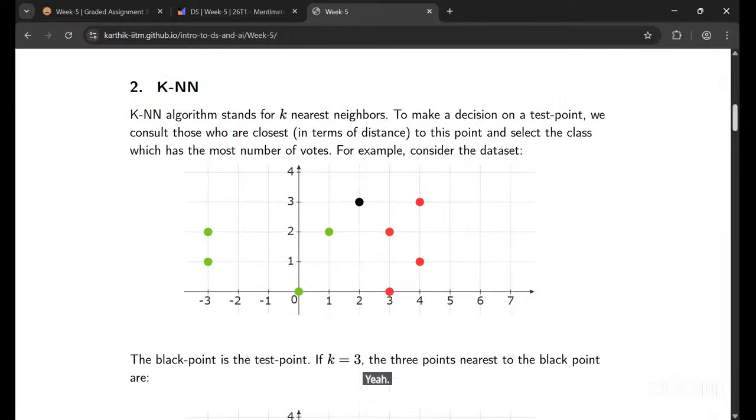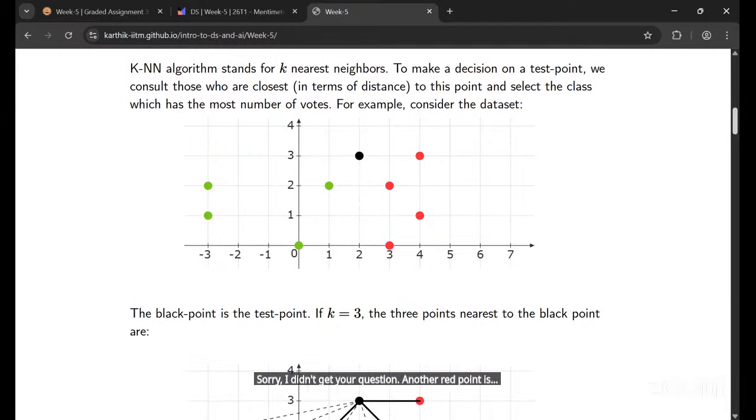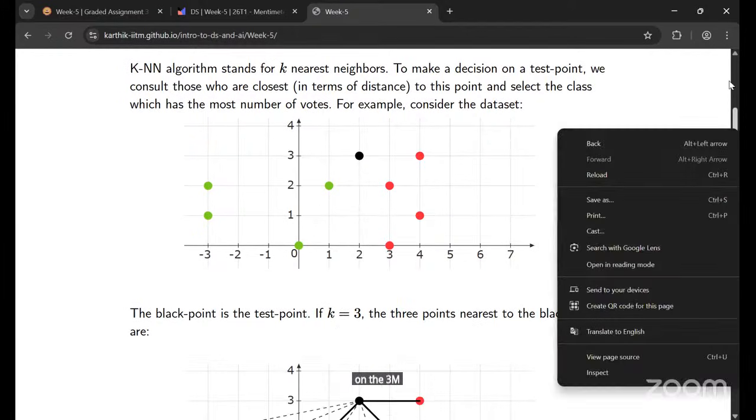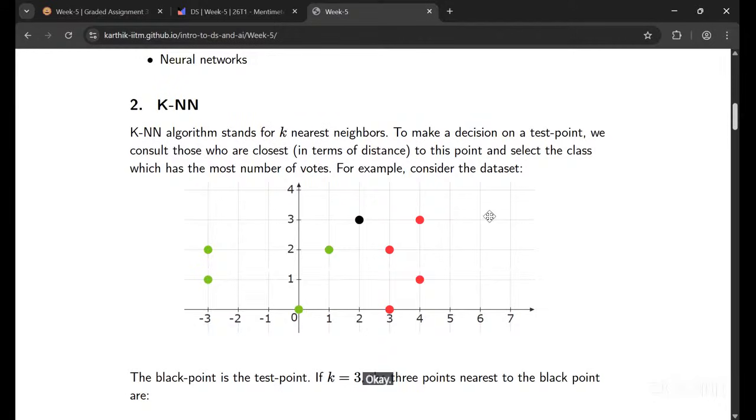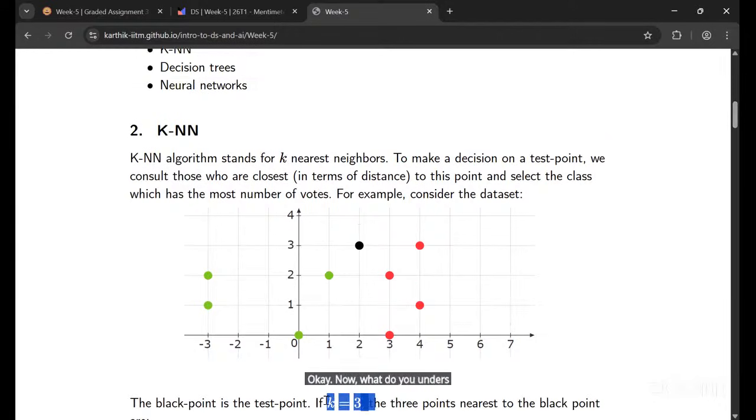Sorry, I didn't get your question. Another red point is on the 3, like in horizontal line 3? No, what do you understand? Suppose I'm saying k is 3 for this black point. Forget wherever these points are. You need to tell me the 3 closest neighbors. What are those?